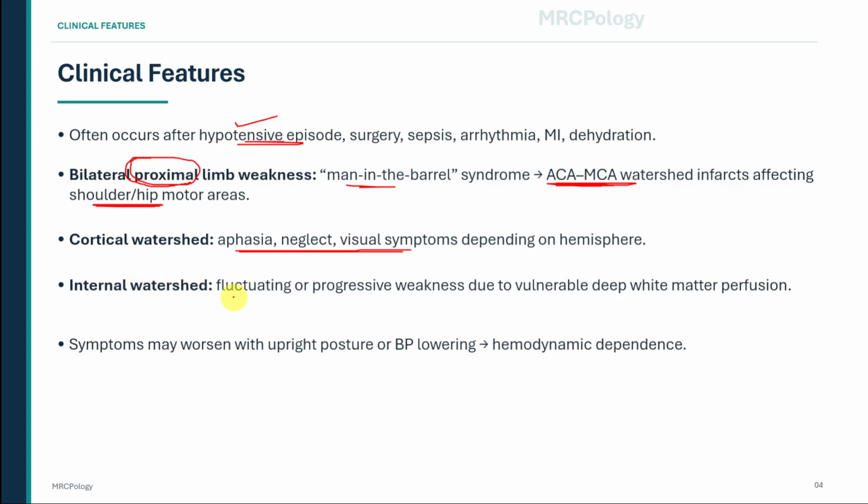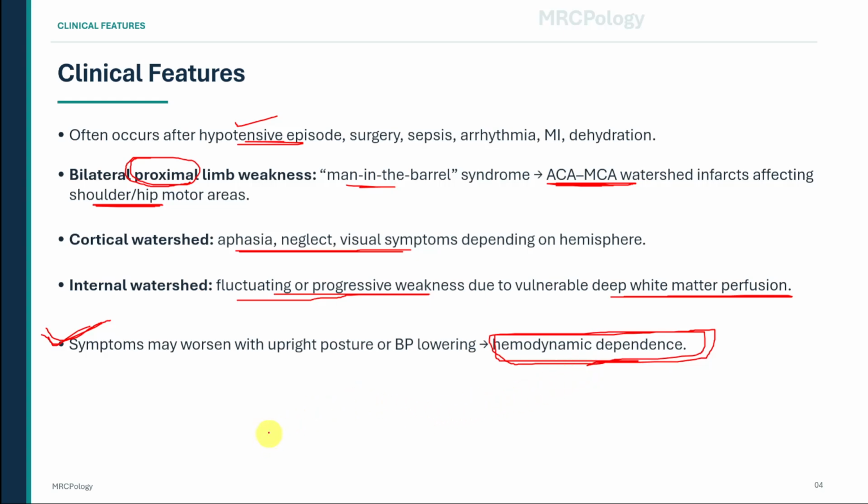Internal watershed infarcts often cause weakness that may fluctuate or progress because the deep white matter is highly vulnerable to low perfusion. A useful clinical clue is hemodynamic dependence. Symptoms worsen when the patient sits or stands up, or when blood pressure is lowered too aggressively. Do not confuse this with a single embolic territorial stroke. A large embolus usually produces a vascular territory pattern, such as a complete middle cerebral artery syndrome. Hypoperfusion stroke often produces bilateral, linear, or patchy infarcts in watershed regions.